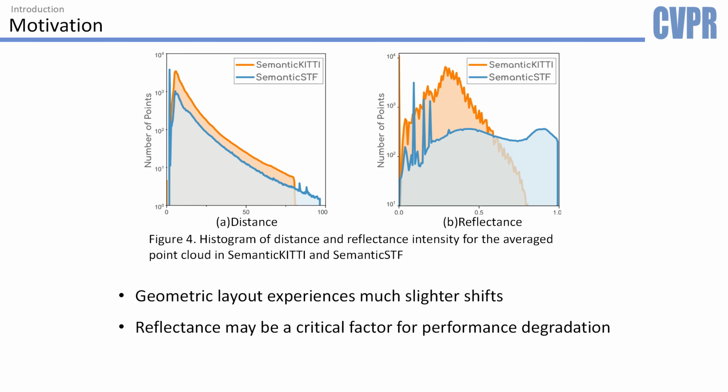We conducted a statistical analysis, and found that the geometric layout, basically, how the points are distributed with distance, stays relatively stable between clean and adverse conditions. On the contrary, the reflectance intensity distribution changes a lot. There is a significant difference between the distribution of reflectance intensity under standard conditions and severe weather. This suggests that reflectance may play a key role in poor generalization.